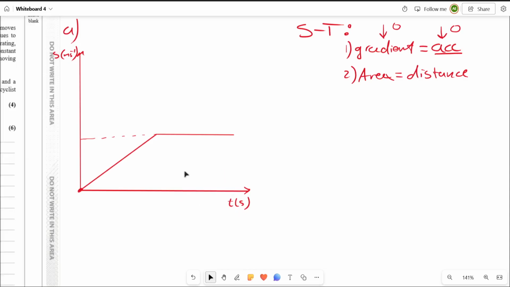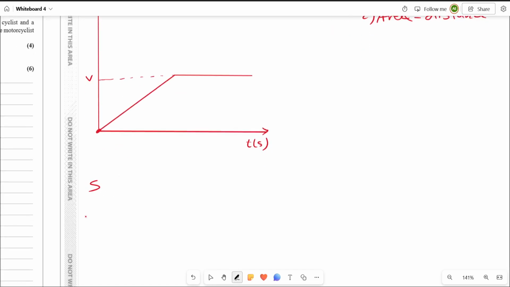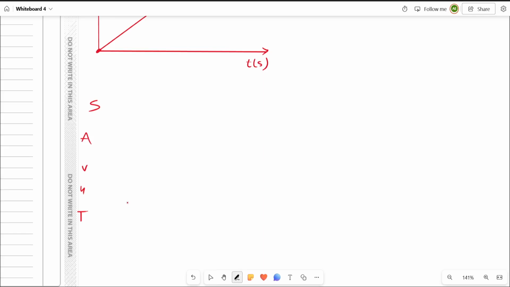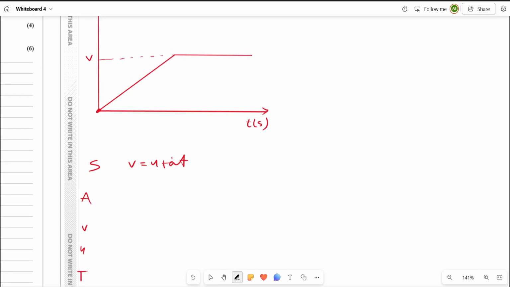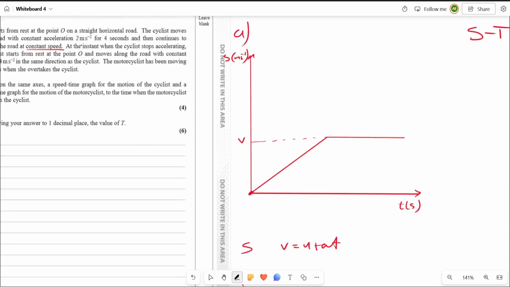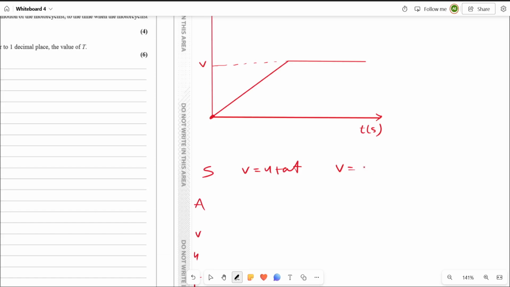Now, let's talk about this velocity over here. Which velocity is the cyclist going to reach? From SUVAT, if you know these constant acceleration equations, the first one, v equals u plus at, is going to help me. Why? Because I have my u, which is 0, I have my acceleration, which is 2 meters per second squared, I have my time, which is 4 seconds, and I want my v. So v is going to equal u, which is 0, plus acceleration, which was 2, times time, which is 4.